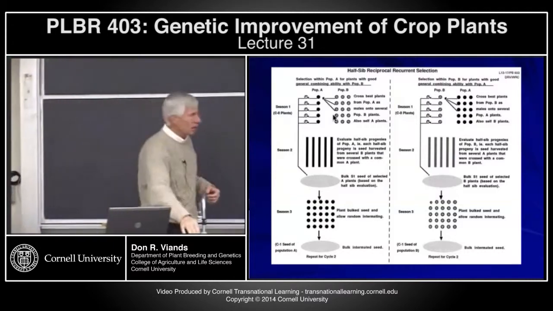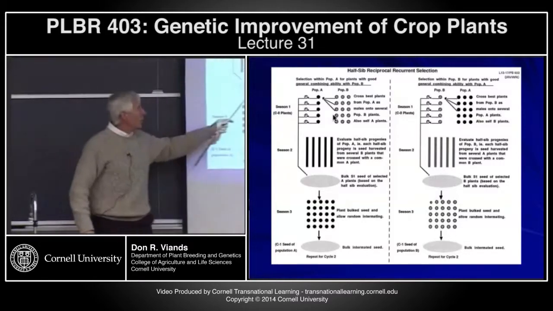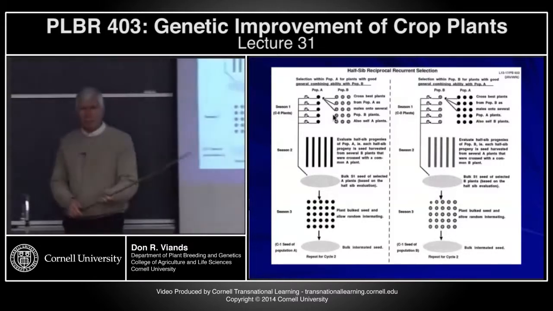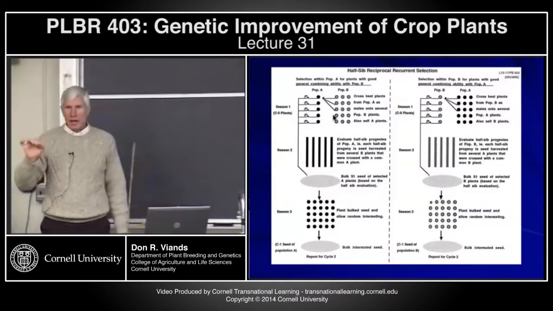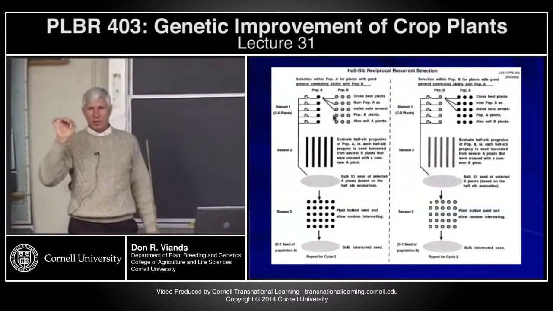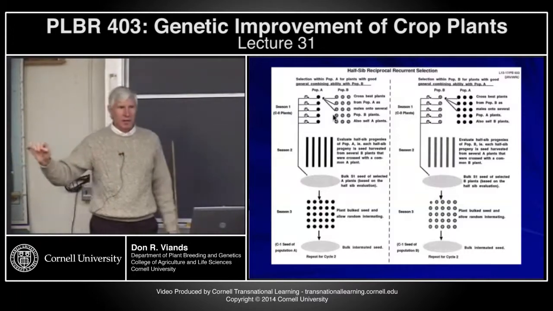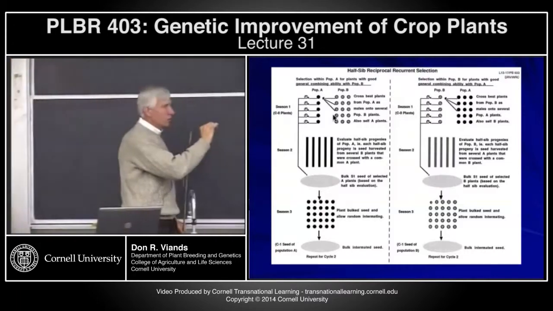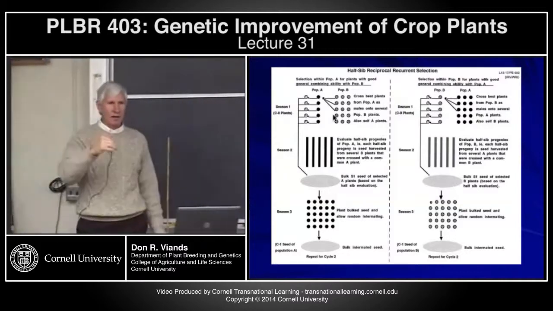For instance, on the left side, we're trying to improve population A. On the right side, we're trying to improve population B. The way that we're going to improve population A, ultimately our objective is to take plant material out of A and cross it onto B to produce a hybrid variety. So we're going to try to improve both population A and population B so that they nick well together.